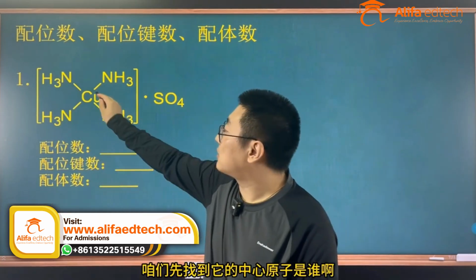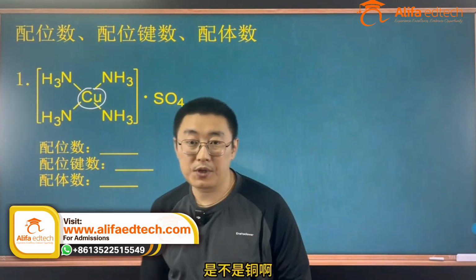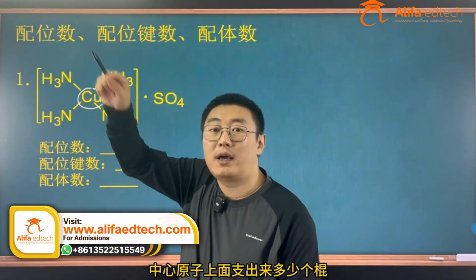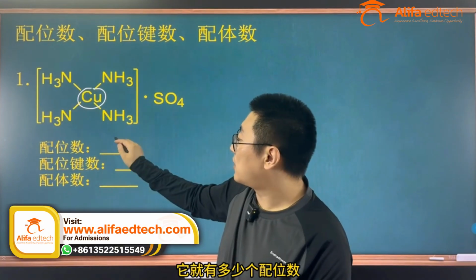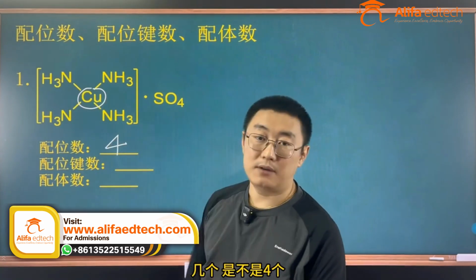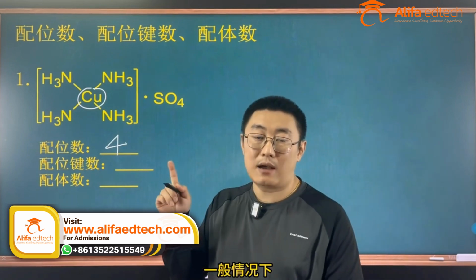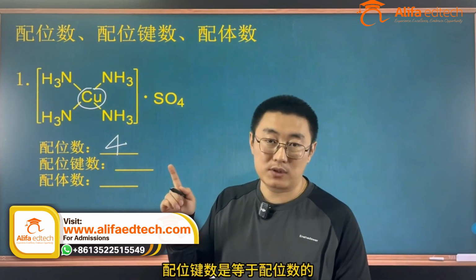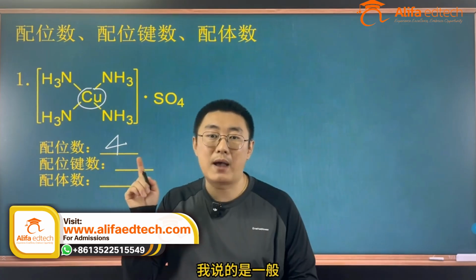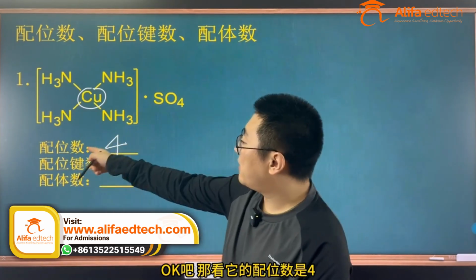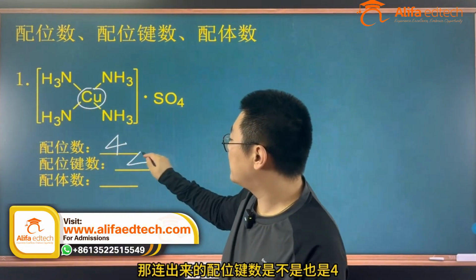Before finding the coordination number, we need to identify the central atom, which is copper, right? Then we look at how many bonds extend from the copper central atom. That's how many coordination sites it has. How many? Count 4. So the coordination number is 4. Now, what about coordination bonds? Generally, coordination bonds equal coordination number. But note, this is only true in most cases, except for dimers, okay? So you see, its coordination number is 4, and its coordination bonds also number 4.